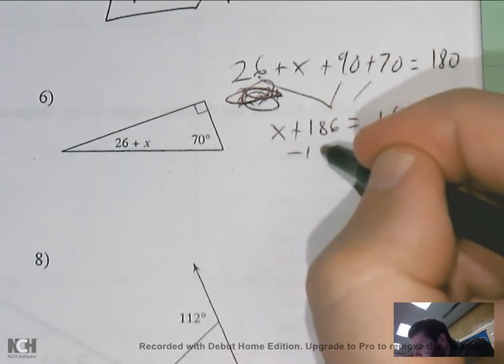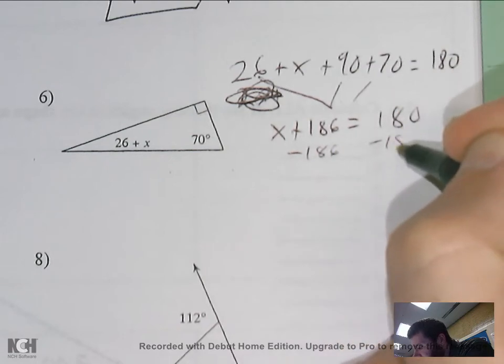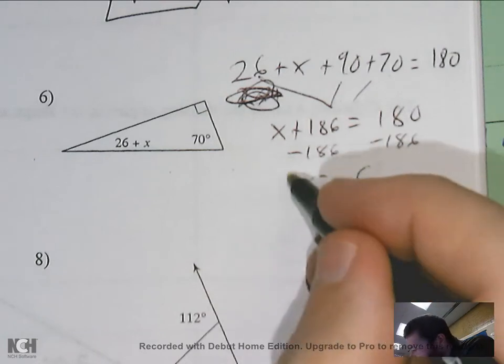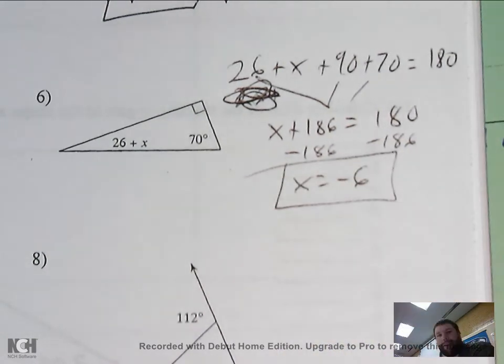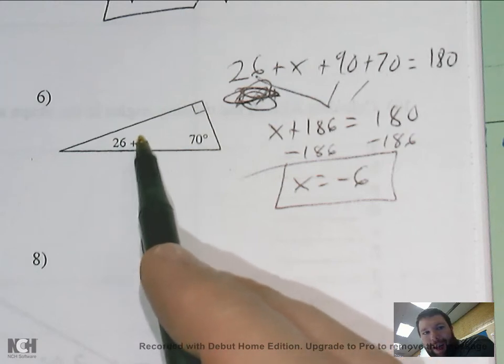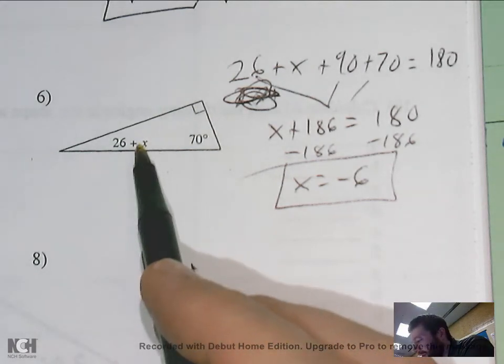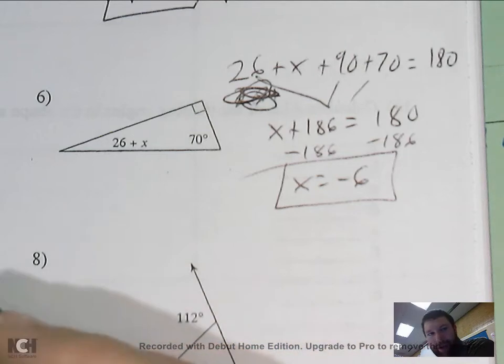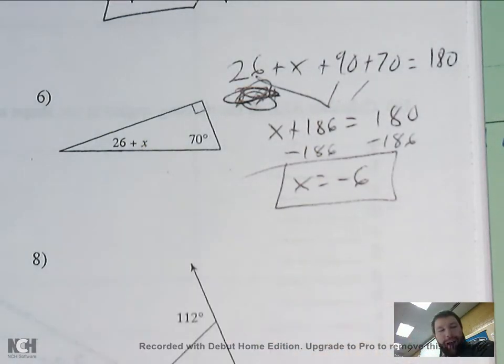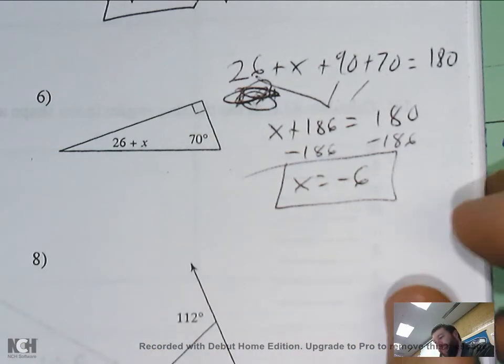So then you'd minus 186 to each side, and x is equal to negative 6. Now that is possible, right? Because we don't actually know what this angle is. As long as it's not a negative angle, you're fine. If I put in the negative 6 here, it just makes this angle 20 degrees, right? So it is possible for a variable to be negative with these. Okay.